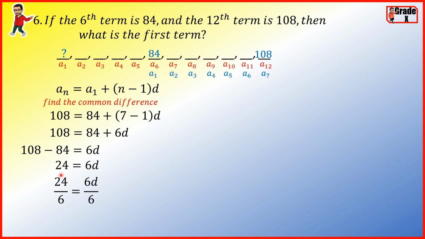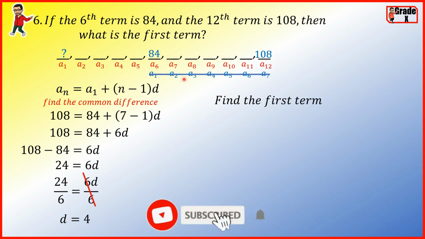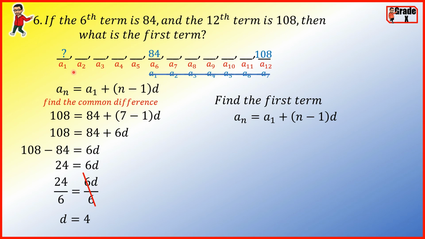Then, divide both sides by 6. Then, cancel natin yung 6. So, 24 divided by 6 is equal to 4. So, ang common difference natin ay 4. Okay, so kunin na natin ang ating first term. So, dito hindi na natin isasali itong representation na ito. So, gamitin natin yung ating formula. Dito, para makuha natin yung first term, ito na yung basis natin.